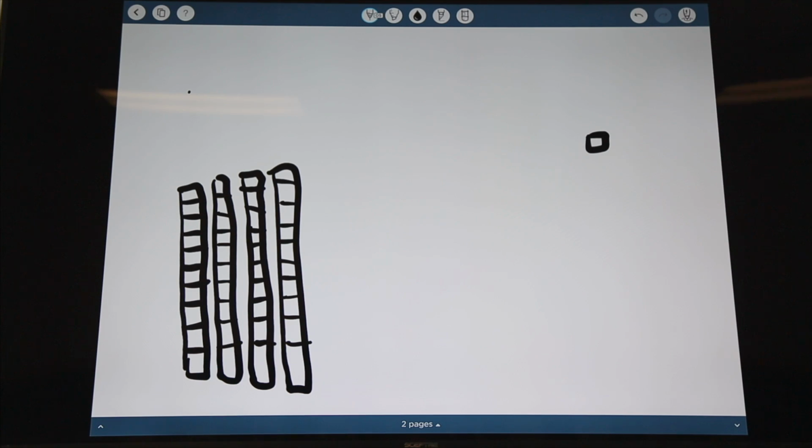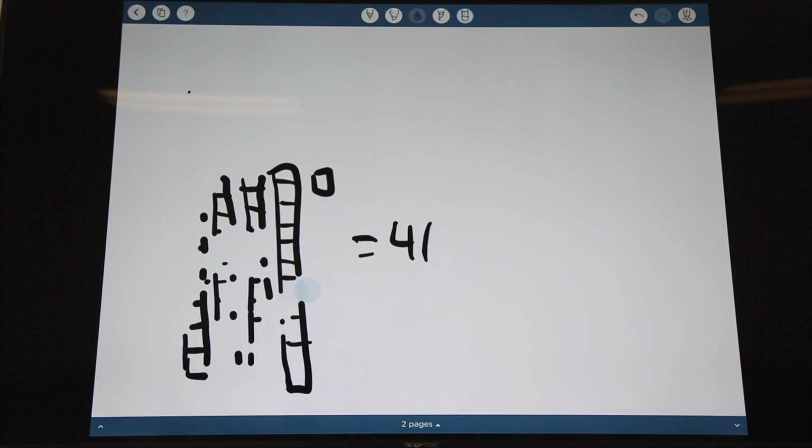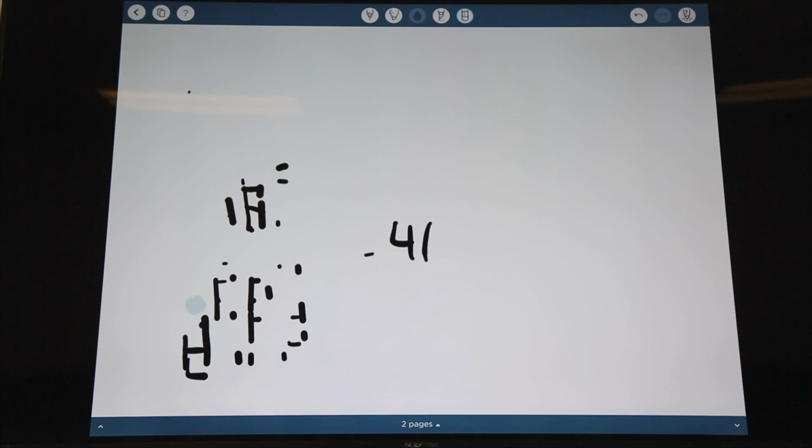No, what about this one? 41. So this is equal to 4 tens and 1 one, correct? Yes. Okay, so when we talk about the number 41, we can express it like this. So let's erase all this. Now let's do some diagrams here.